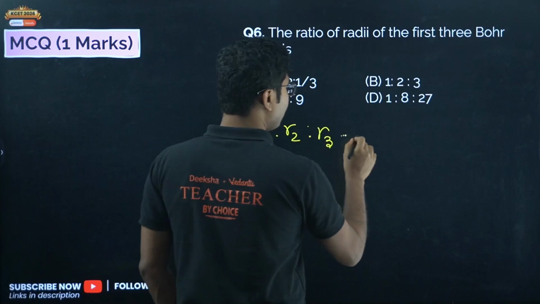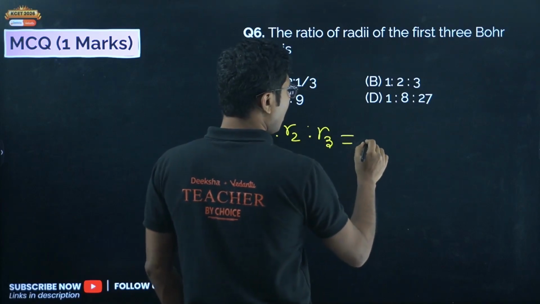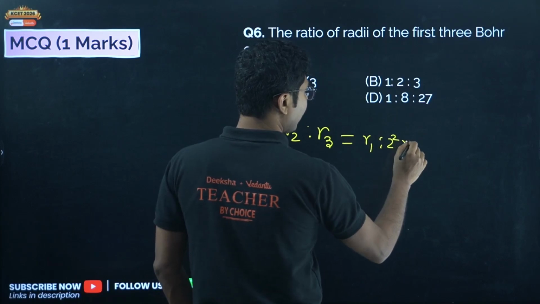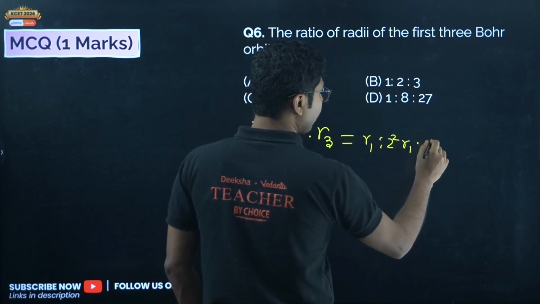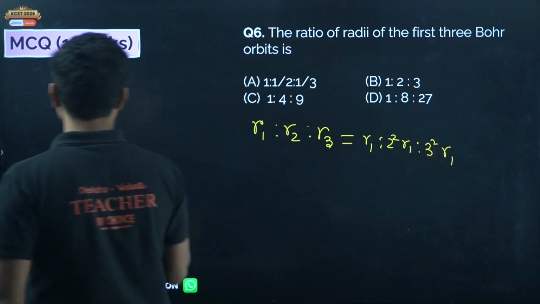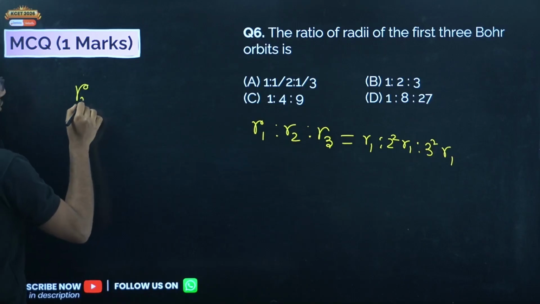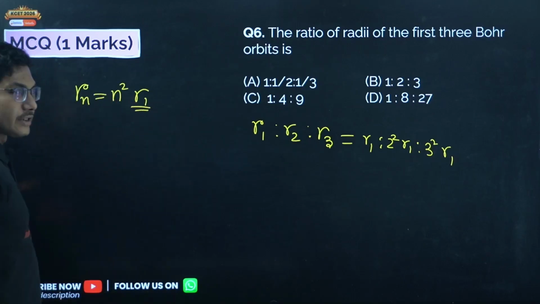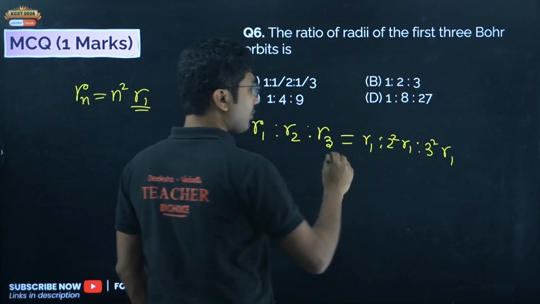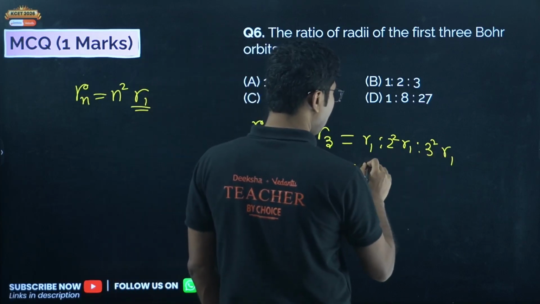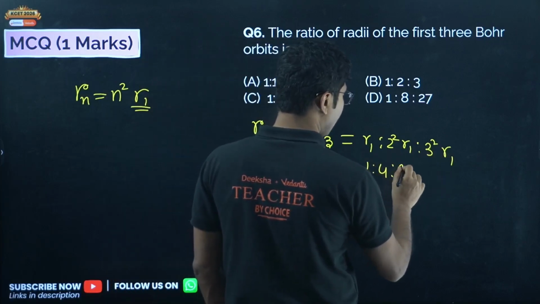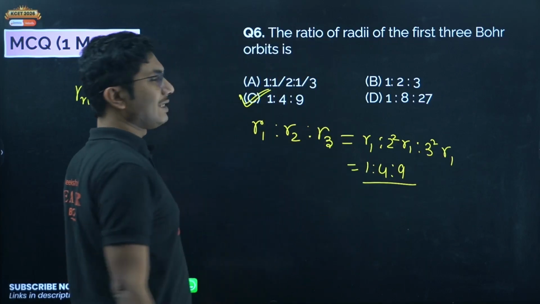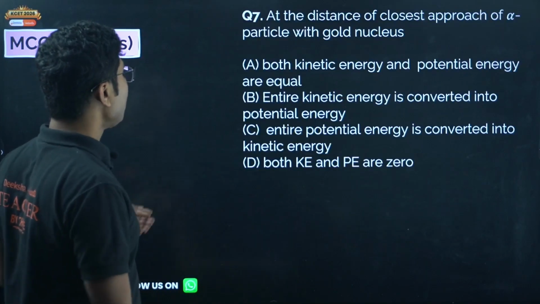Okay, so this will be equal to R1 is to 2 square R1 is to 3 square R1. Bohr's orbit for the nth orbit is given by n square R1. So this is the first ground state orbit. So from here you can say that this must be 1 is to 4 is to 9. So the correct answer is 1 is to 4 is to 9. Option C is correct. Now let's move on.